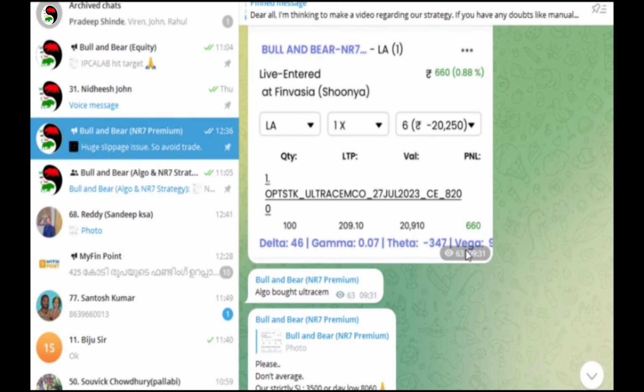Usually our stock selections are very good, and usually all of them hit the target. Especially if the Algo takes a trade, it is considered a very good trade, and the present trade was taken at 9:31.